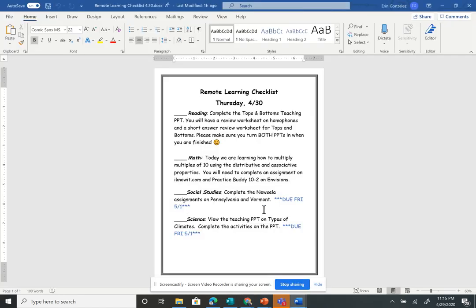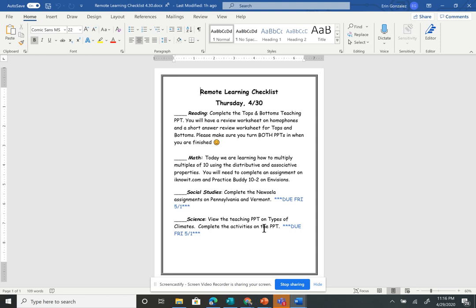All righty. Social studies, don't forget you have 2 assignments on Newsela. You have one with Pennsylvania. Don't forget you need to do the quiz, the power words, and the writing prompt. You have the same thing for Vermont. Finally, you have a science PowerPoint called Types of Climates, and then you'll have an assignment on Freckle.